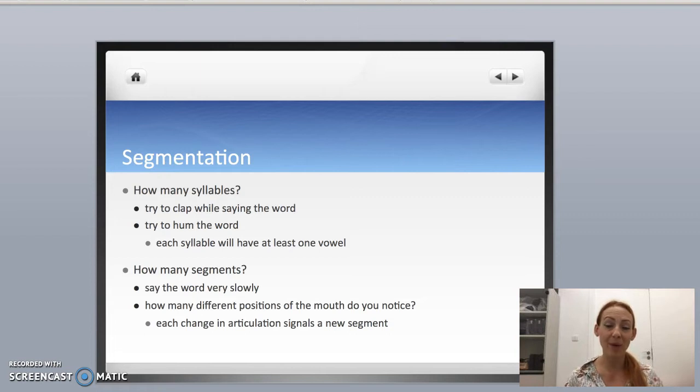And when we describe these speech sounds in phonetics, we use articulatory features. So we describe the sounds by how they are pronounced. And that's how you identify them in the IPA as well. So what you need to do is you have to figure out how many different positions of the mouth you're making in order to produce the word, or how many different articulations.